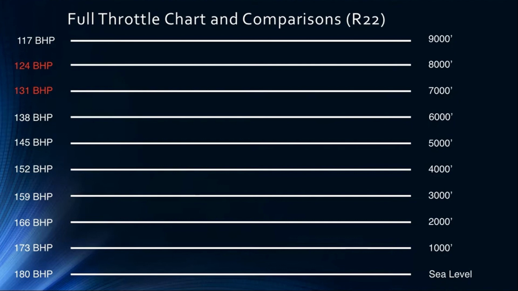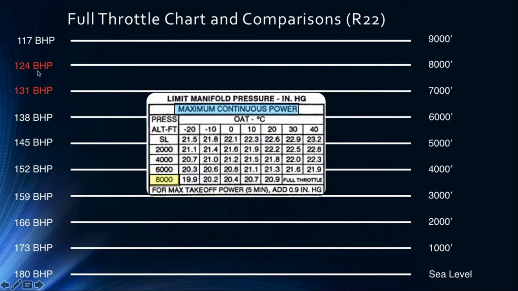Now, as we go up in altitude, as you can see over here, you're going to lose a set amount of horsepower on average as you go up. Those numbers right there should look pretty familiar. That is your 5-minute takeoff power and your MCP in an R22. This is your MCP chart. So if we look at 8,000 feet, right here, 124 corresponds to your MCP.